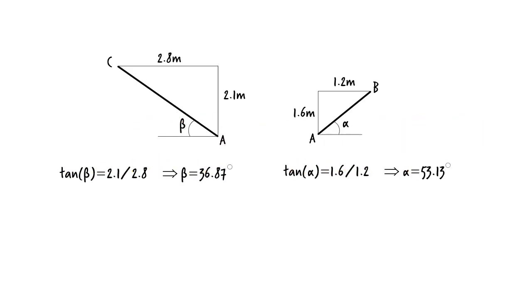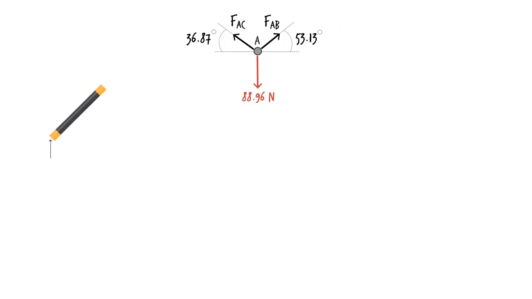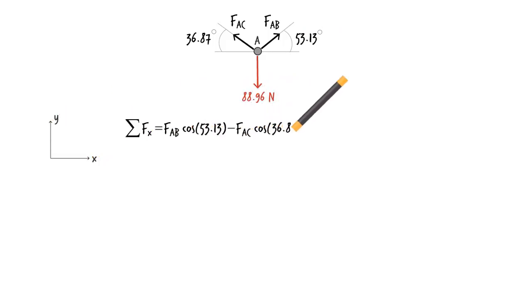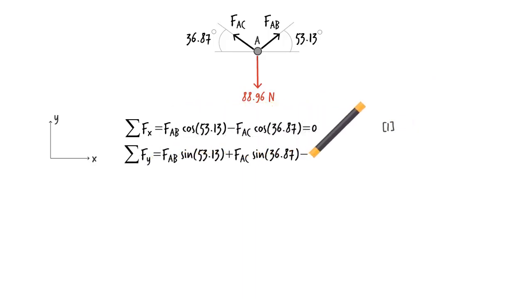We are now ready to write the equilibrium equations. Here is our particle and the forces that are acting on it. The particle has to be in equilibrium. Therefore, we need to write two equilibrium equations. The sum of the forces in x direction must be 0. The sum of the forces in y direction must be 0.